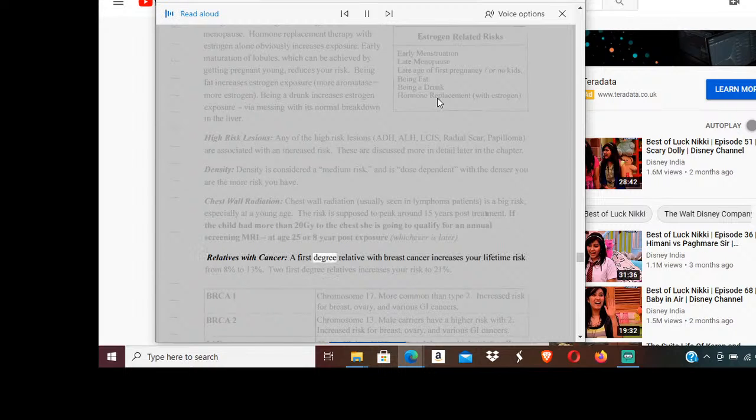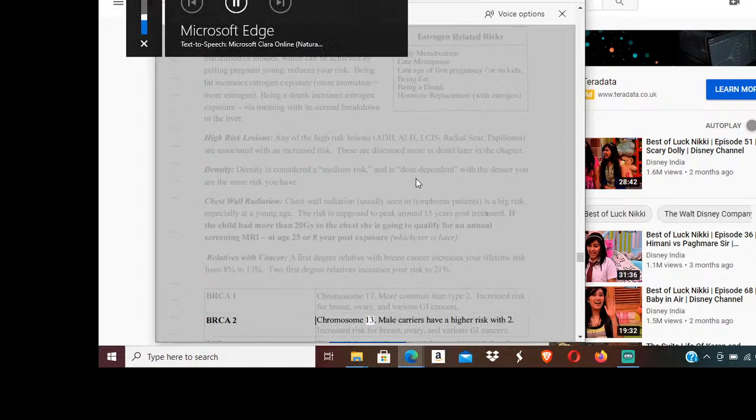Relatives with cancer: a first-degree relative with breast cancer increases your lifetime risk from 8% to 13%. Two first-degree relatives increases your risk to 21%. BRCA1, chromosome 17, is more common than type 2, with increased risk for breast, ovary, and various GI cancers. BRCA2, chromosome 13. Male carrier.